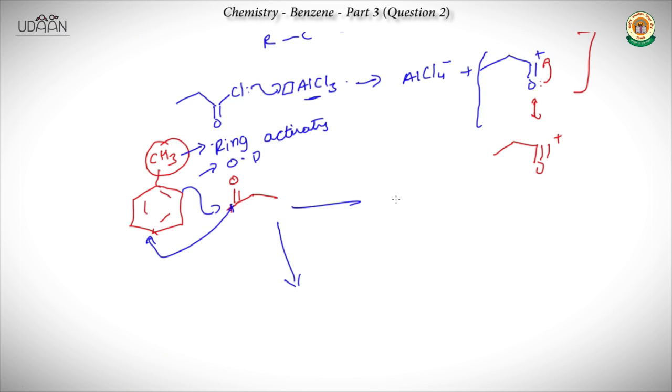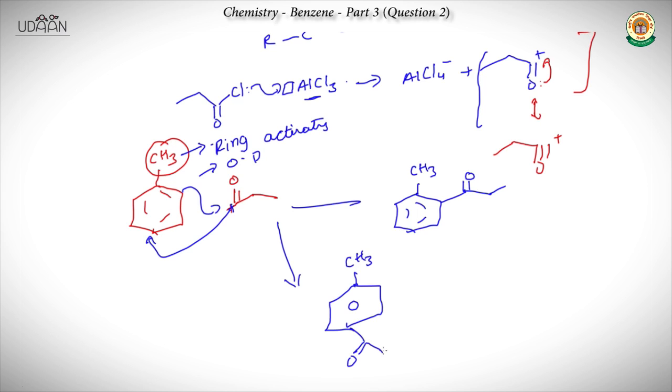Suppose it got attacked on the ortho position, then you will get an ortho product like this. And if it gets attacked on the para position, you will get a product like this. But which one will be the major product?